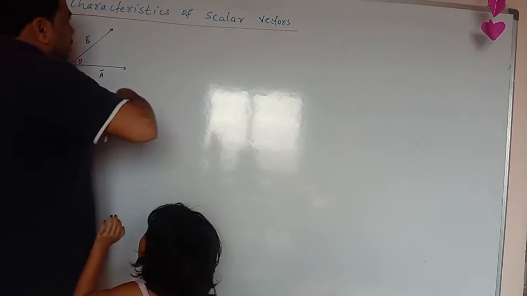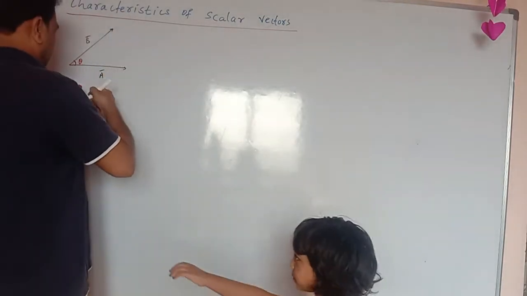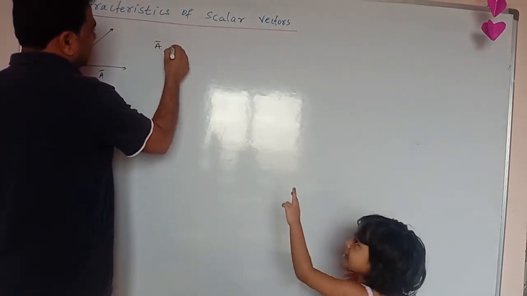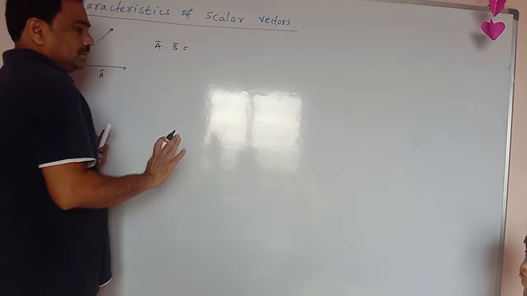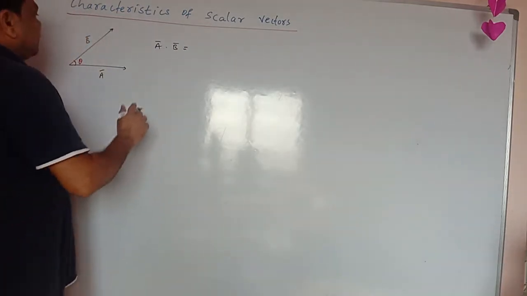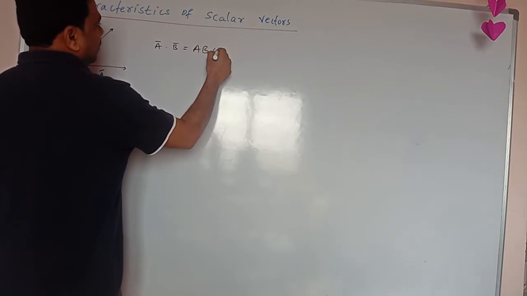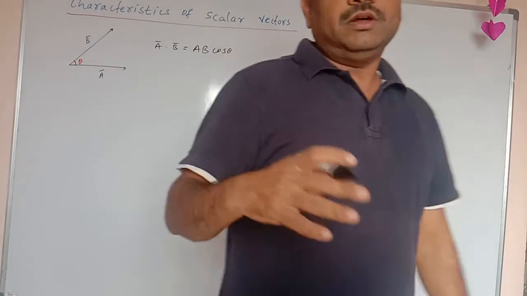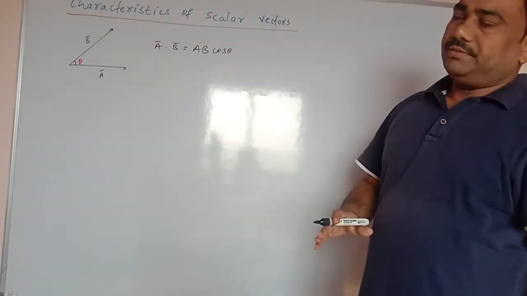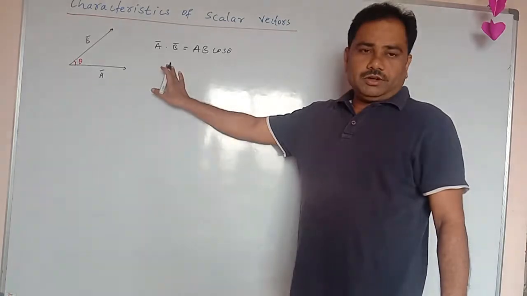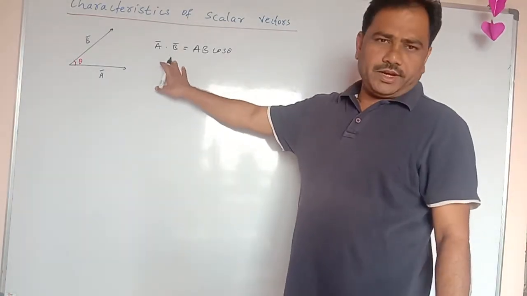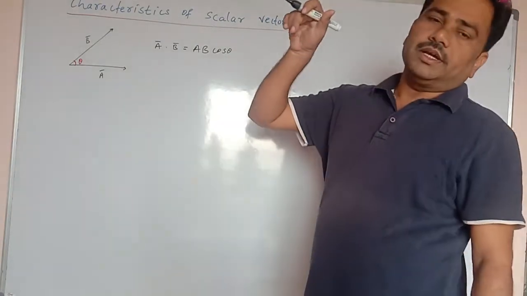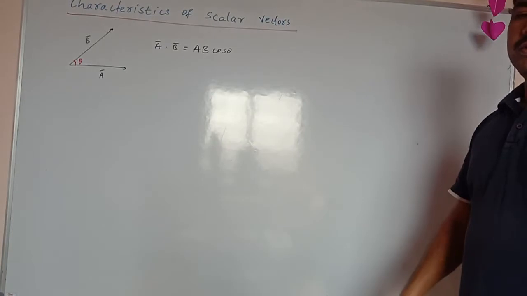The dot product of the given vectors is vector A dot vector B, which is equal to AB cos theta. We have already seen all these things in our previous videos, how we can take the dot product of two given vectors: vector A dot vector B is equal to AB cos theta. Today we have to discuss the characteristics of scalar products, or dot products.